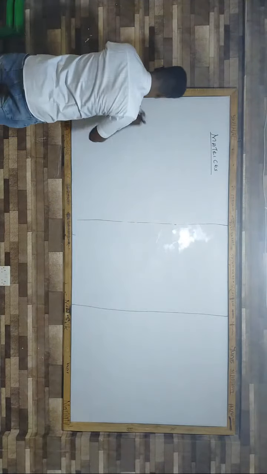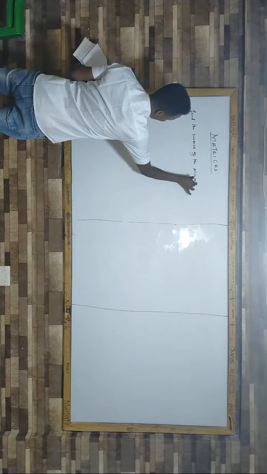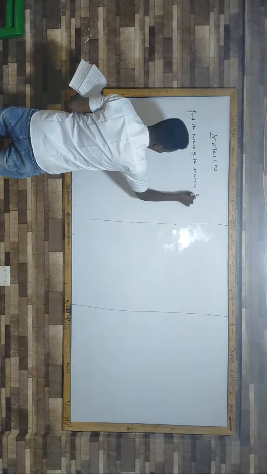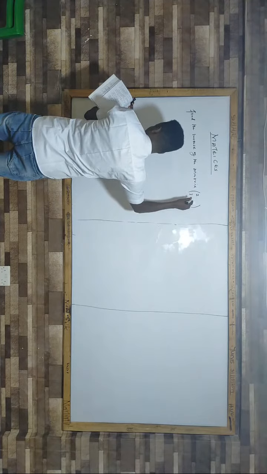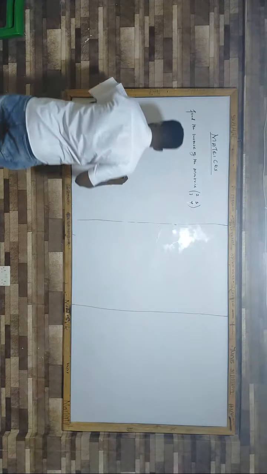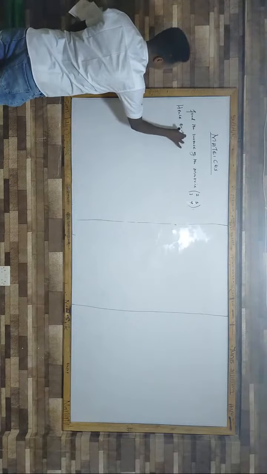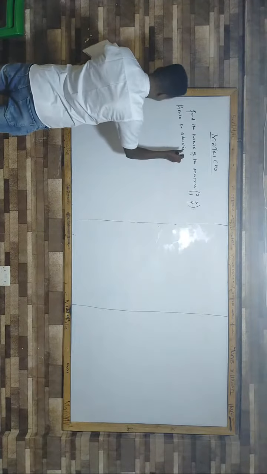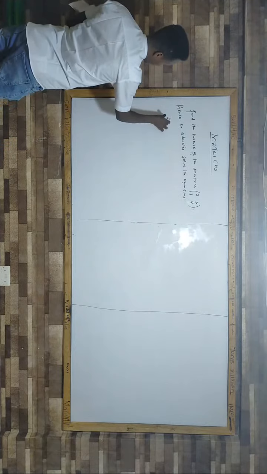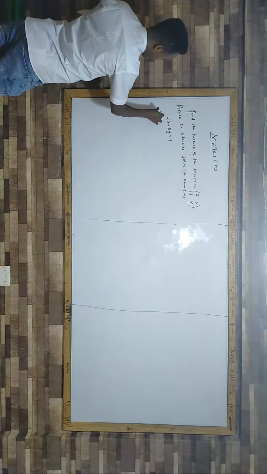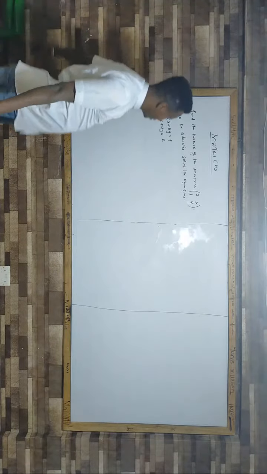You're told, find the inverse of the matrix 2, 3, 5, 4. Then you are told, hence or otherwise, solve the equations. These are the equations: 2x plus 5y is equal to 9, then 3x plus 4y is equal to 6. Guys, this will carry 4 marks in KCSE.